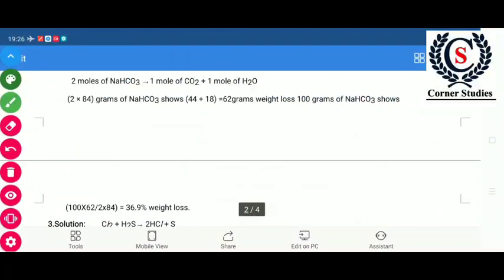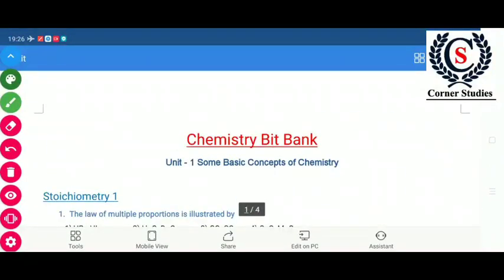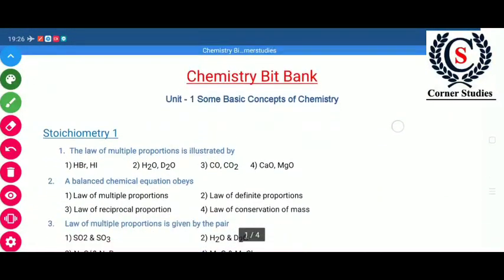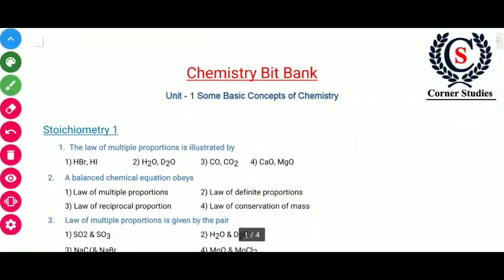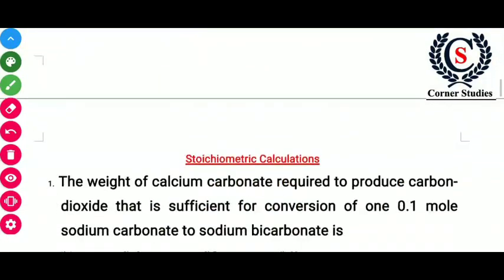So students, these are the questions from stoichiometry, stoichiometric calculations and atomic and molecular weight. So we covered 24 questions in chemistry. You take the screenshot also.